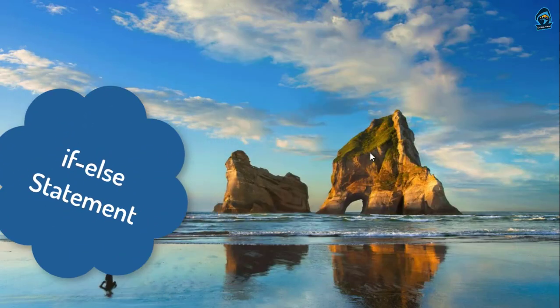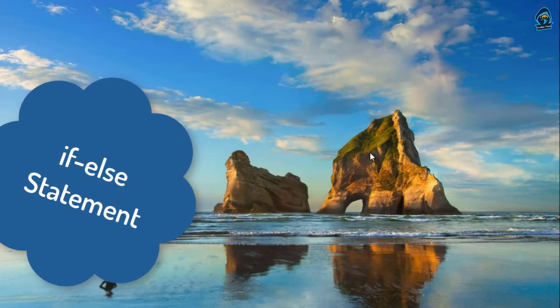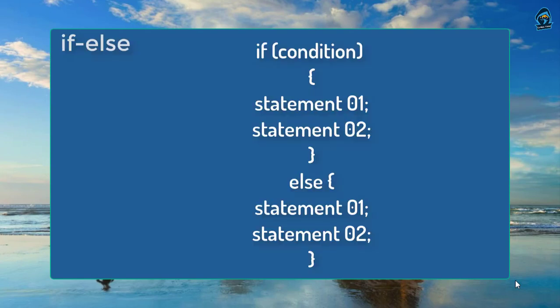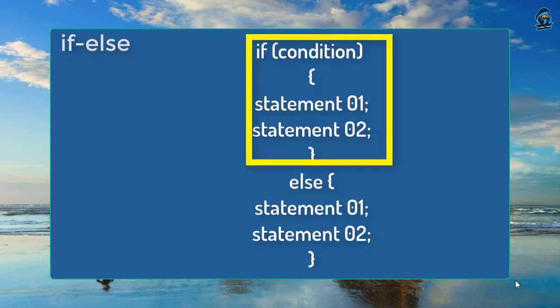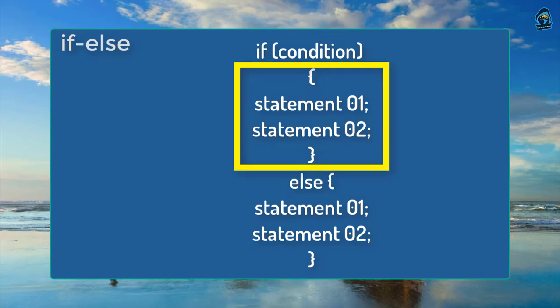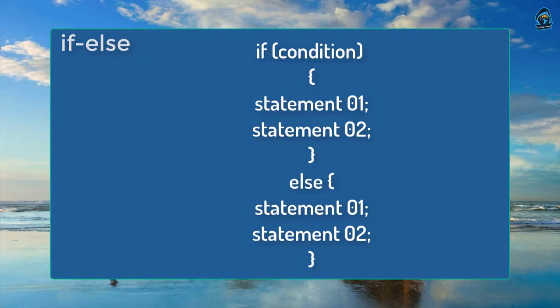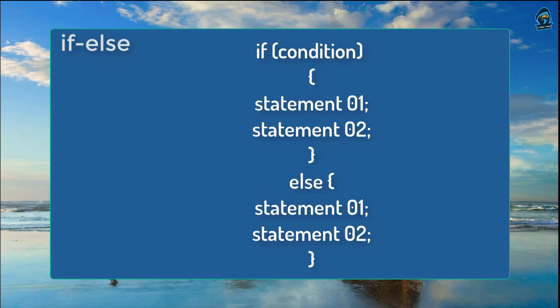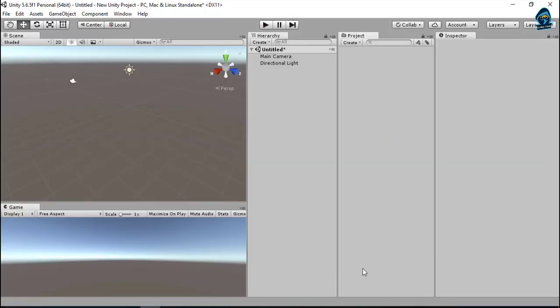Now let's discuss the if-else statement. In the if-else condition, the first portion is the same as the simple if statement: if, then the condition, and then the body of the if. The simple difference is that if the if condition is not met, then the statements written within the body of the else will get executed, rather than the statements written outside the if. Now let's practice the if-else statements in Unity using scripts, variables and game objects.